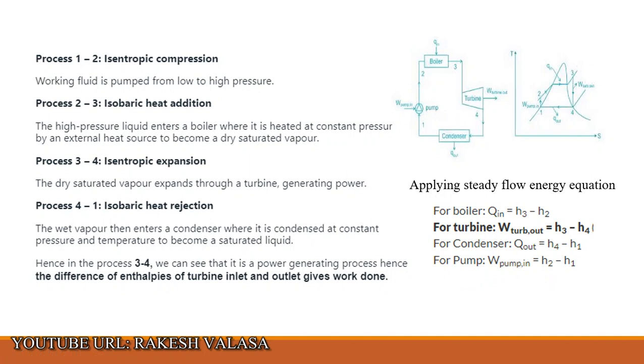In the given question, he is asking for turbine work output in terms of enthalpies. That means it is a power generating process. Hence, the difference of enthalpies of turbine inlet and outlet gives work done. That means W turbine out equals H3 minus H4.